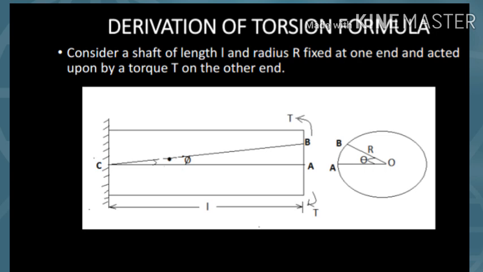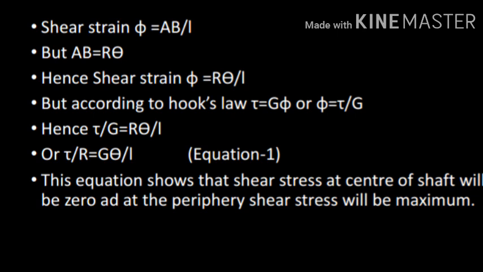Another view of the shaft is shown in the figure, where the angle of twist is represented as theta and the radius of the shaft is capital R. Now shear strain is given by phi equal to AB upon L, as shear strain equals transverse displacement upon height, and transverse displacement in this case is AB. So we can write phi equal to AB upon L. Now another view of the same shaft shows the arc AB is equal to radius multiplied by theta, R theta. So we can write shear strain phi equal to R theta by L.